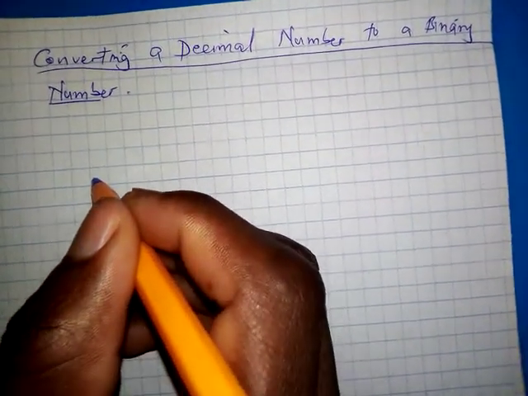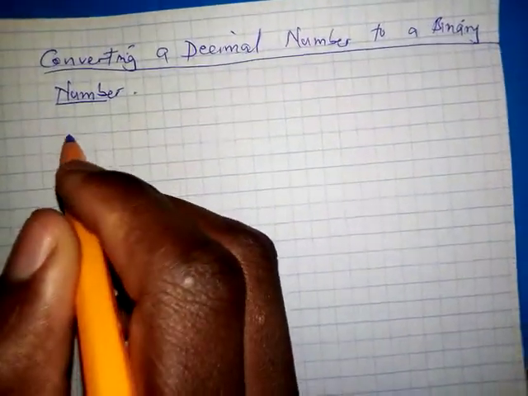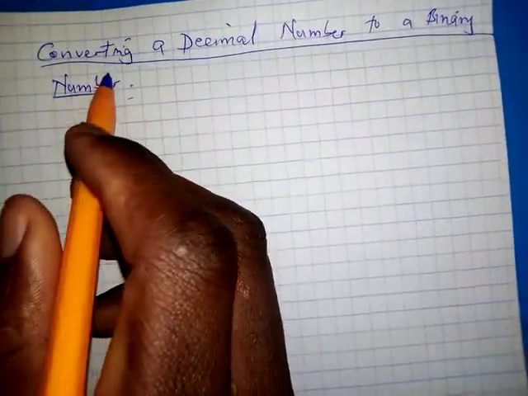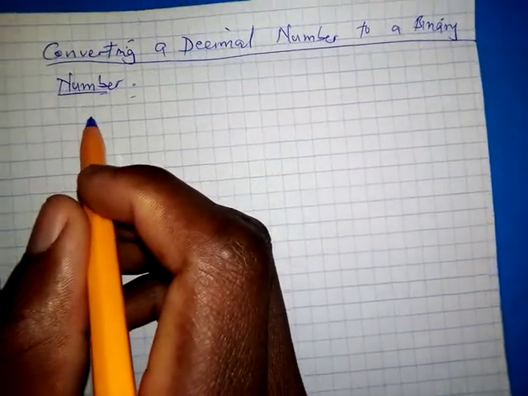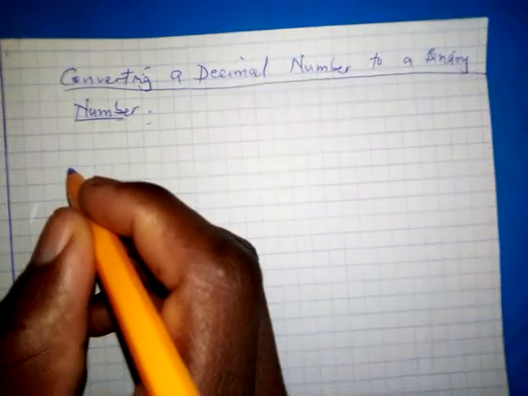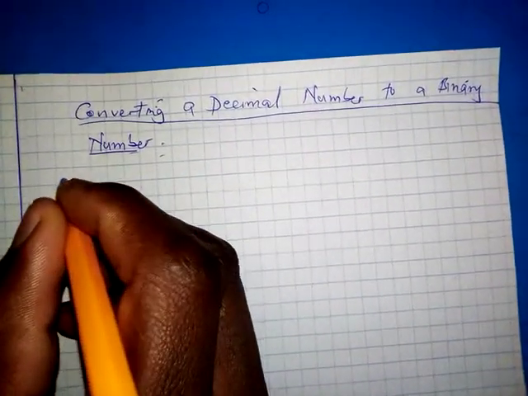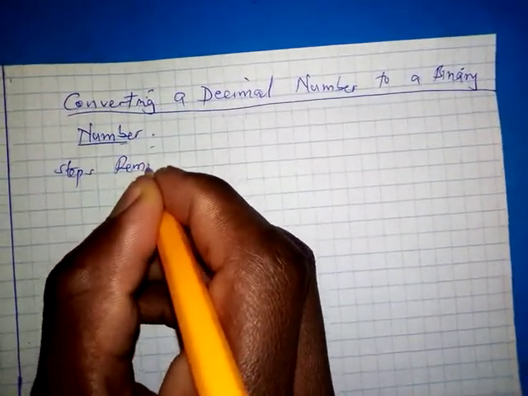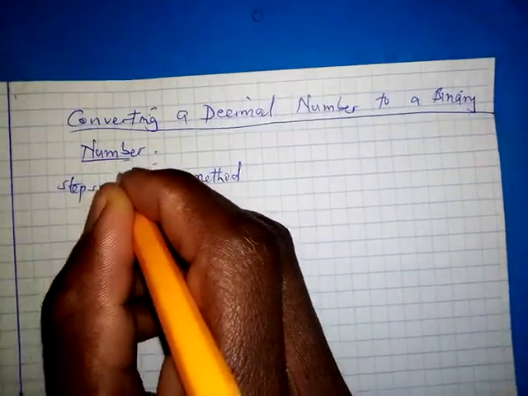In order to convert a decimal number to its binary equivalent, we can use the remainder method. And this method can be used to convert a decimal number into any other base. The steps that are involved in the remainder method are as follows.